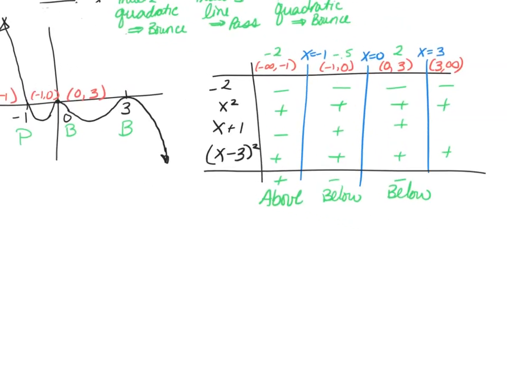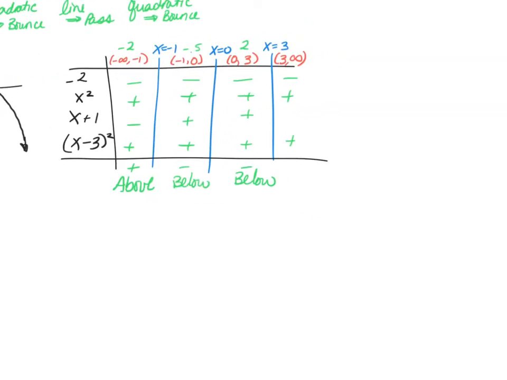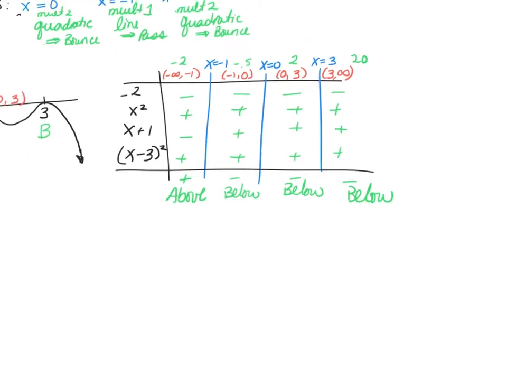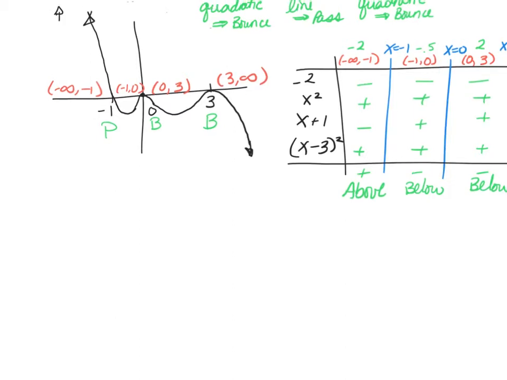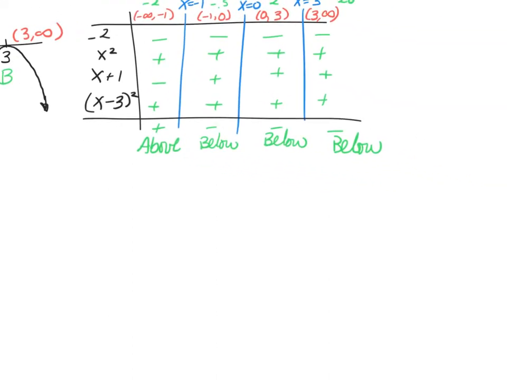Yep. Okay. Now let's choose something in my last interval from 3 to infinity. What do y'all want to choose? 20. So I put 20 into x plus 1, and I get a positive number. Am I above or below? Below. So I come over here. In this region from 3 to infinity, am I below? Yep. And I knew it was going to bounce because I have a 0 between these two, and I'm still the same sign. I'm still below.